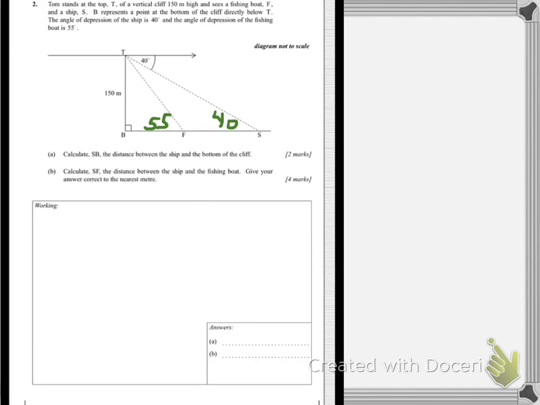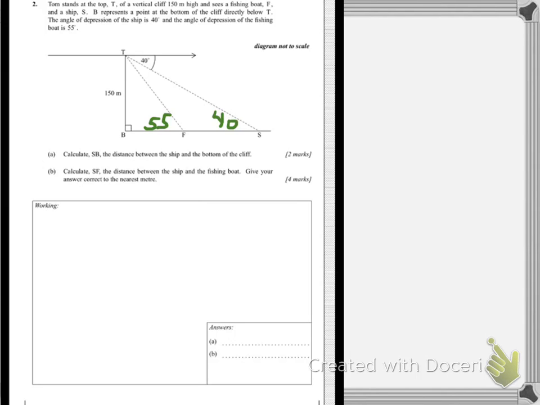Okay, so I wrote some things down that were given about the angle of depression. For the ship it was 40, and at the fishing boat it was 55. Okay, and so now I'm going to go solve the problem.